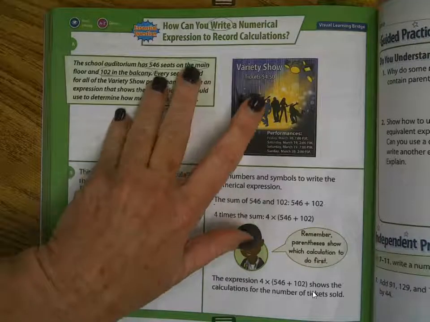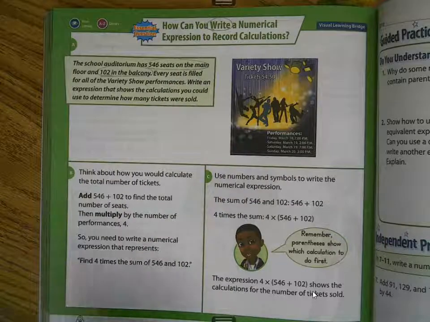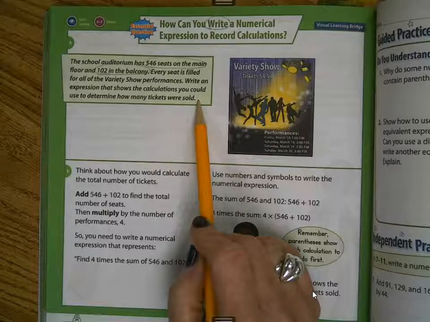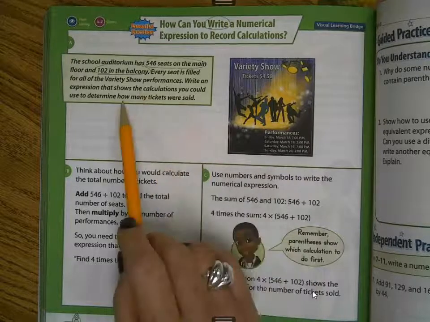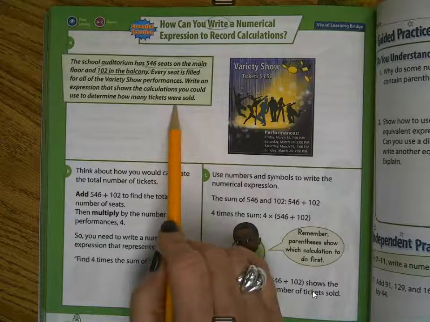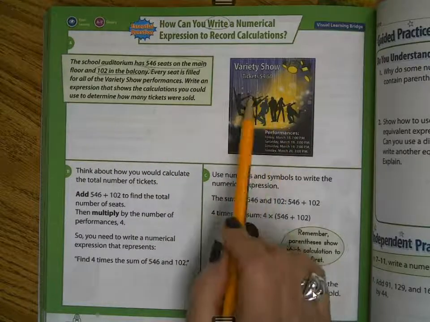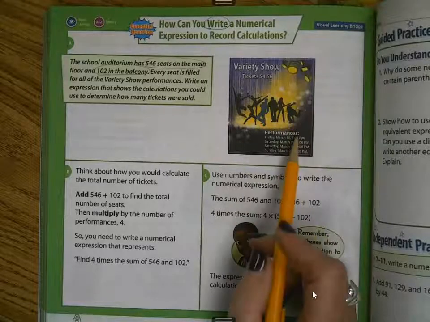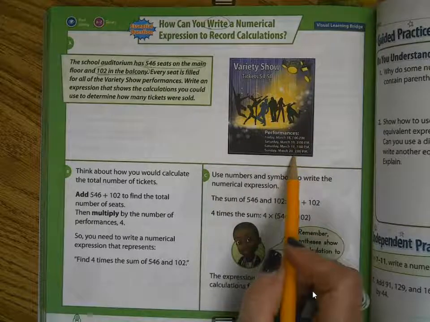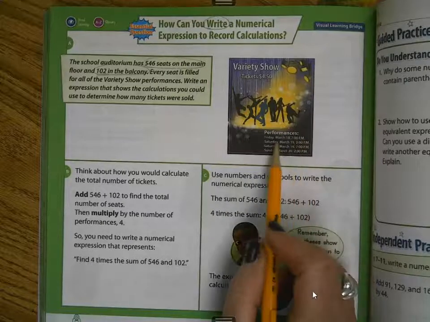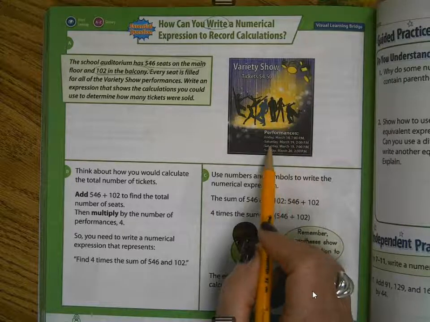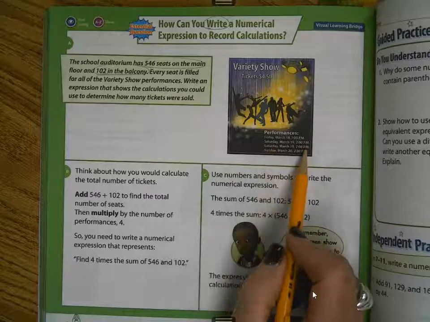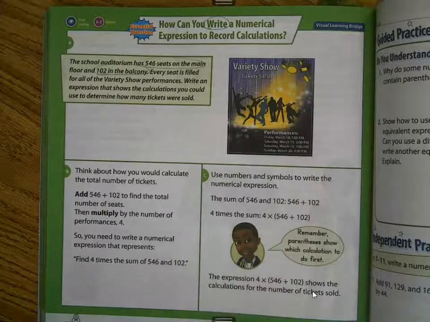So every one of those seats is filled up. Now, the question wants to know, write an expression to show the calculations of how many tickets were sold. All right, tickets are $4.50 a piece. That's not going to help me, but there are a couple performance dates. Okay, so let's look at that. We have Friday, March 18th. We have 2 on Saturday, a matinee and an evening, and 1 performance on Sunday.